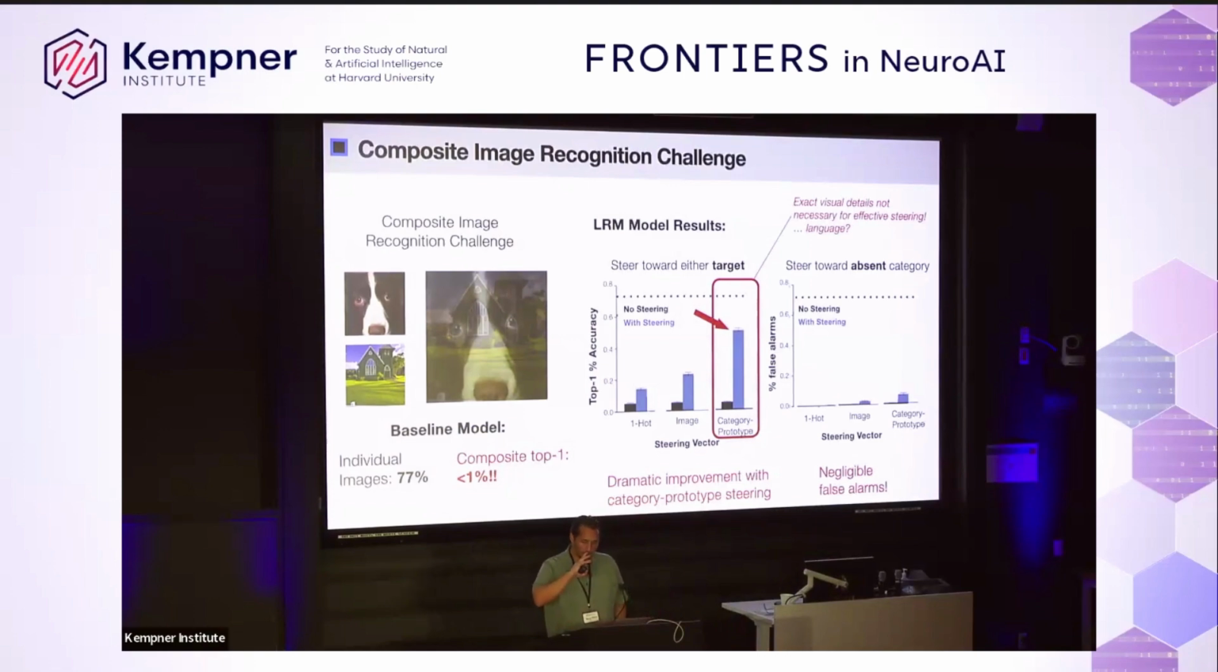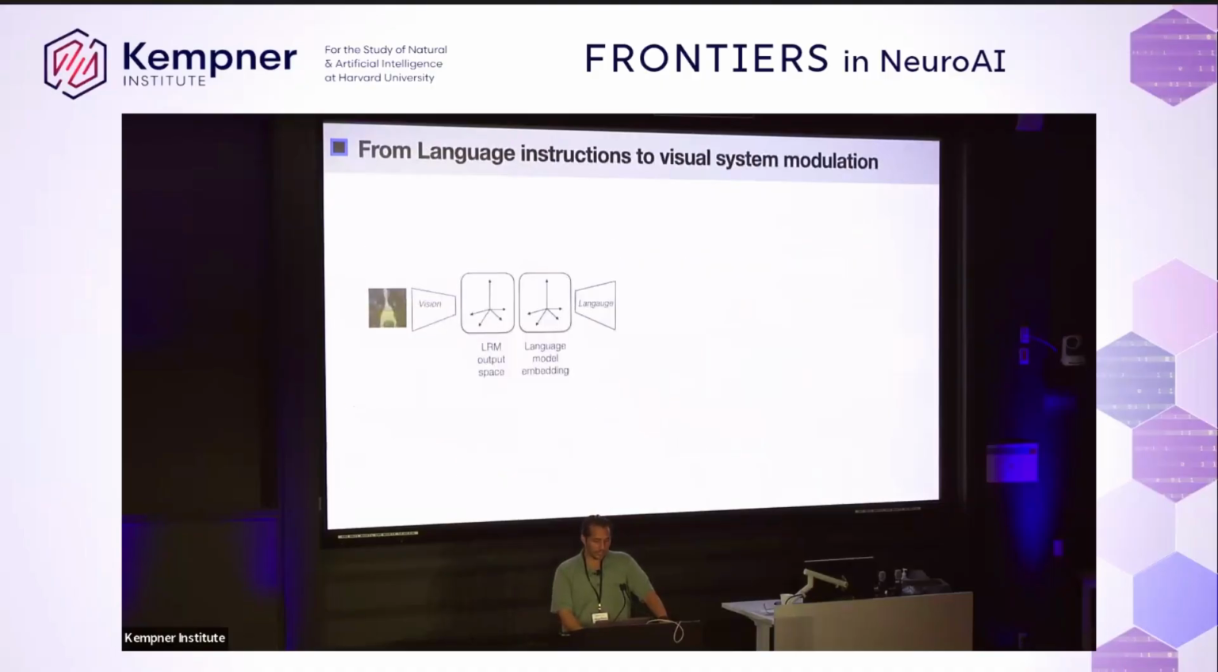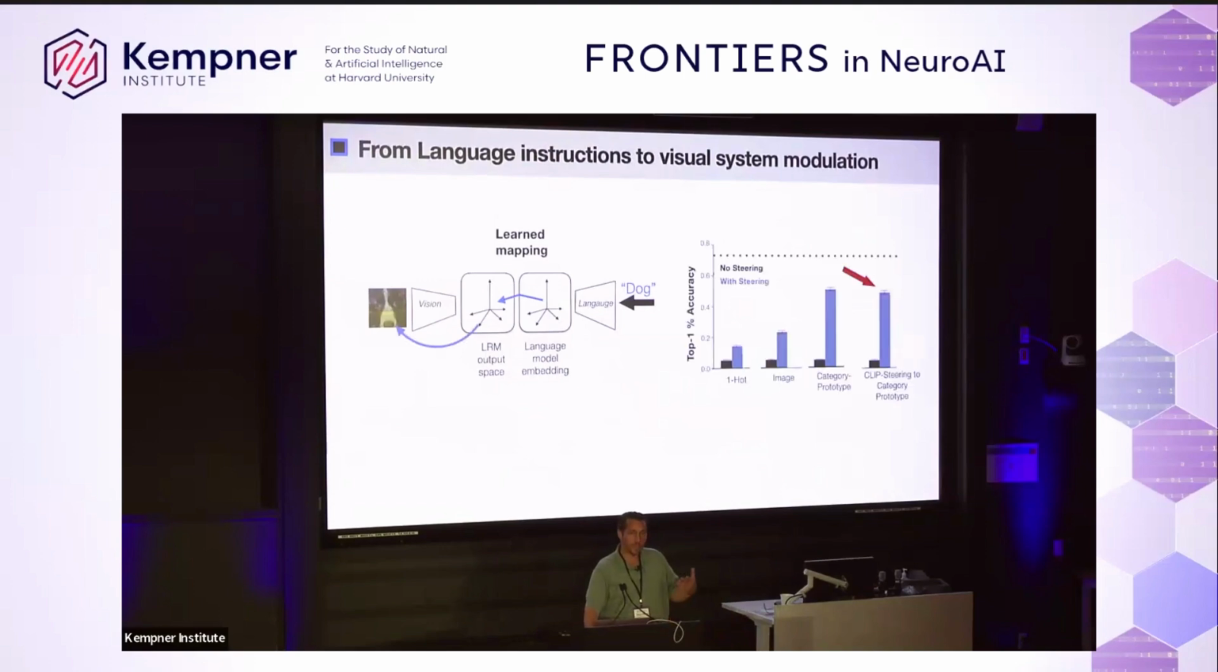And I'll say one more thing about this, which is it's kind of neat that the category prototype was the most effective way to tune the system towards the target, even more effective than tuning it towards the exact representation of one of the items. That led us to test whether we could take a label and map the word representation into the output space of the LRM model and use that as the steering vector. So we can give verbal instructions to the model. And that works almost as well as the category prototype.